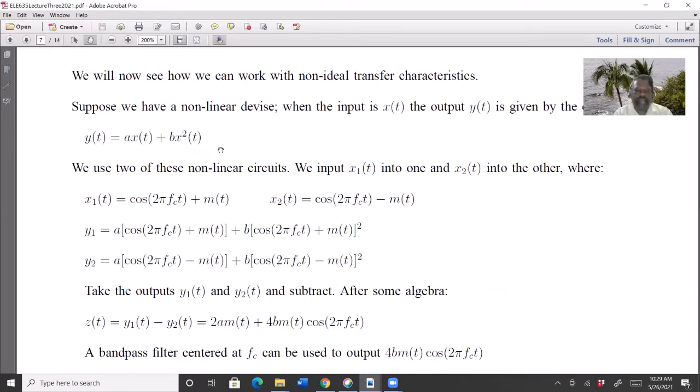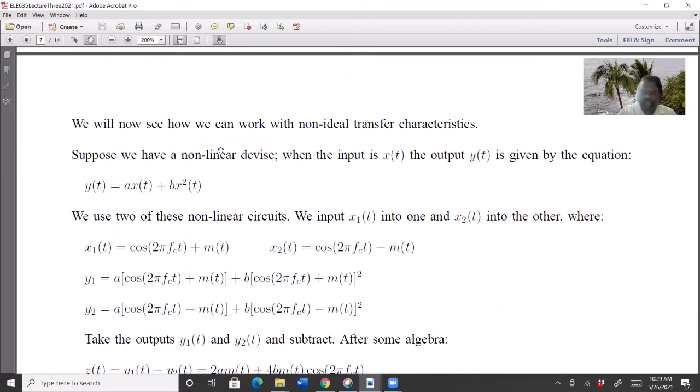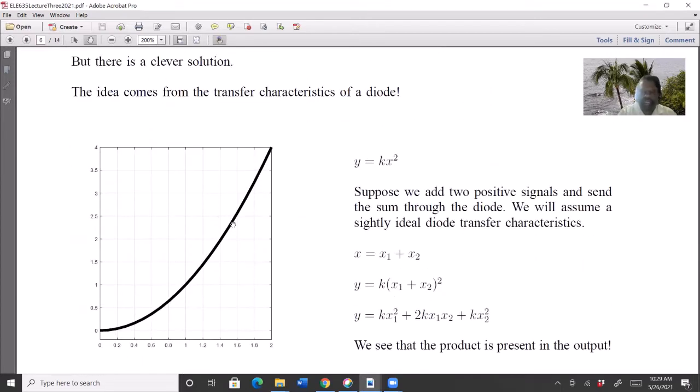And then what we do is we take two such circuits. From this point, there are two complications. Here I just explained the basic idea why nonlinear circuits are helpful in generating a product. But practical nonlinear circuits don't have such a simple equation. They have kx squared plus lx. That's one complication. And the second complication is we are actually going to use two of them, because it's a clever trick, you will see.